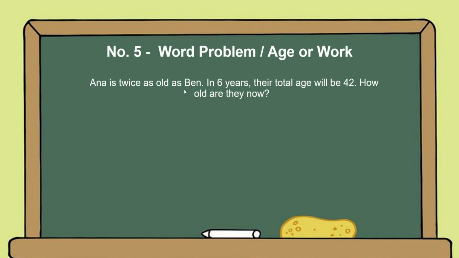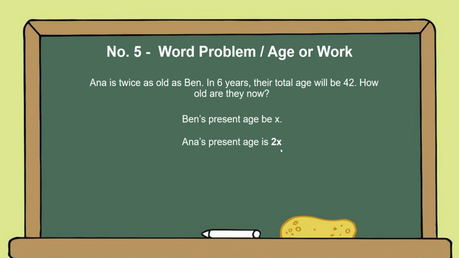The problem says that Anna is twice as old as Ben, and that in 6 years, their total age will be 42. We are asked to find how old they are now. Let's begin by using algebra to represent their current ages. We don't know Ben's age, so we can let Ben's present age be x. Since Anna is twice as old as Ben, this means Anna's present age is 2x.